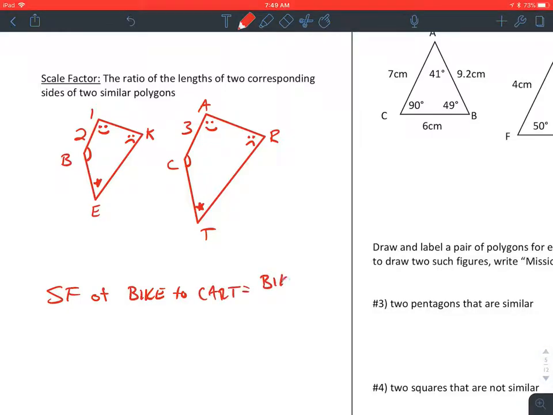To find that scale factor, you've got to take one side of BIKE and put it over its corresponding side of CART. Notice BIKE was first, BIKE's on top. It's not a coincidence. So we know that one side is 2, its corresponding side is 3. The scale factor is 2/3.